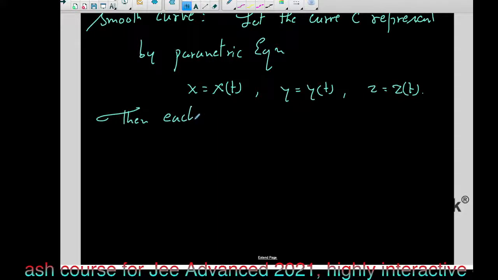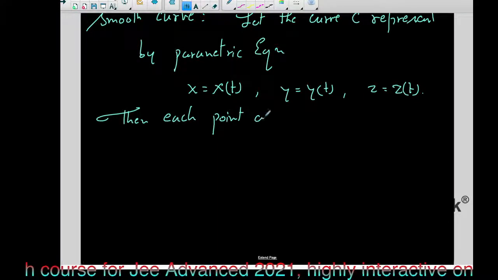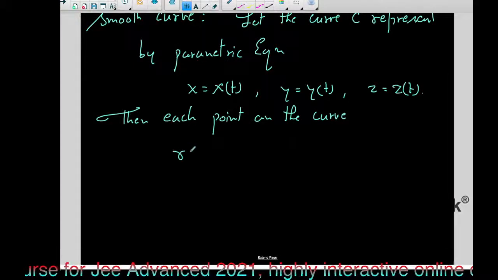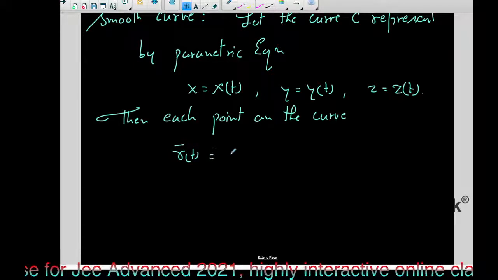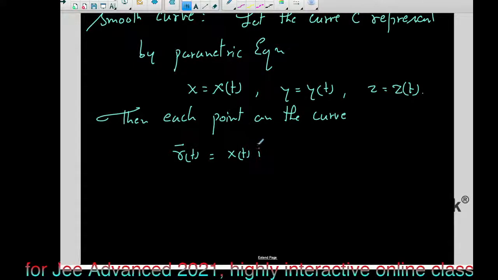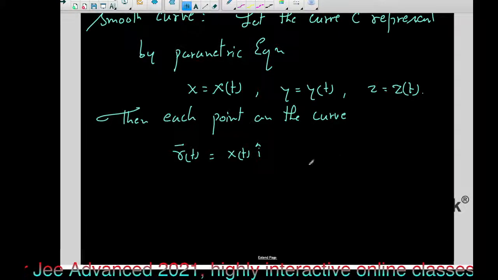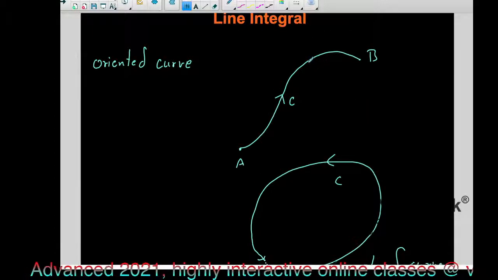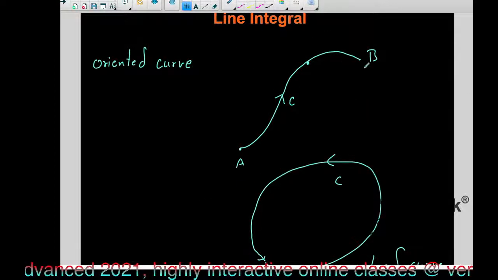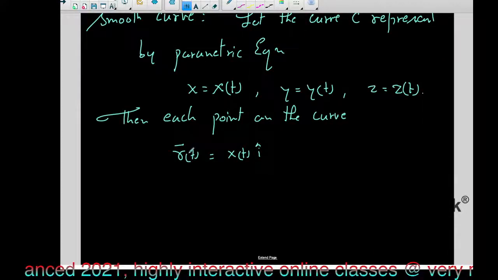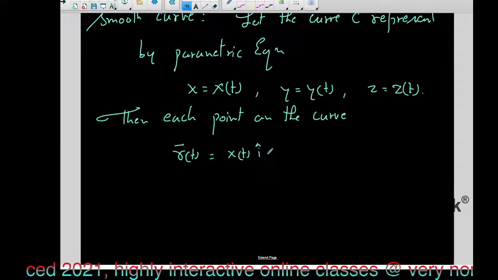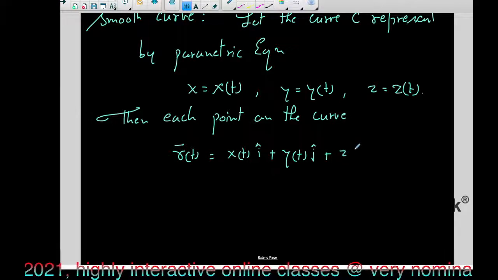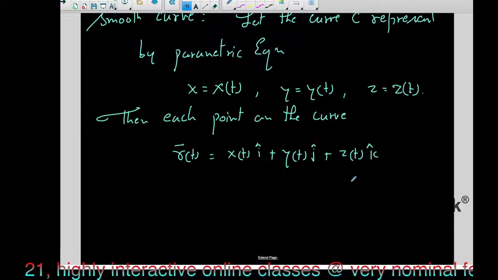Then each point on the curve, when we consider a vector, we say r of t equals x(t) i unit vector, right? On any path we consider, whether closed or oriented, suppose some point is there. From the origin, the position of this point is governed by the position vector r(t), that is x(t) i plus y(t) j unit vector plus z(t) k unit vector.